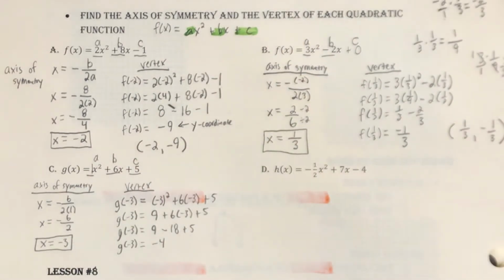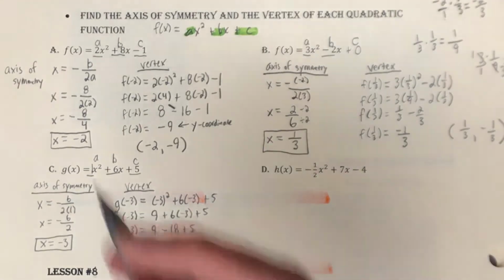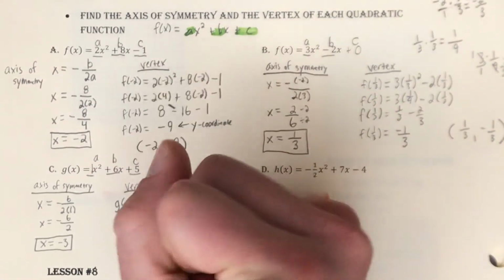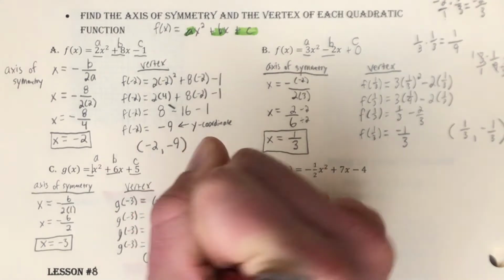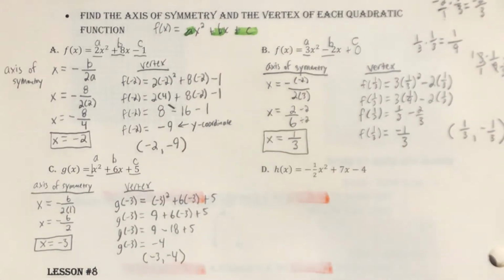So again, when x is -3, the outcome is -4. So my final answer here would be a vertex of -3, -4. All right. Well, if you have additional questions on that one, please let me know. Otherwise, continue on and try example D on your own, then check your answer with mine.